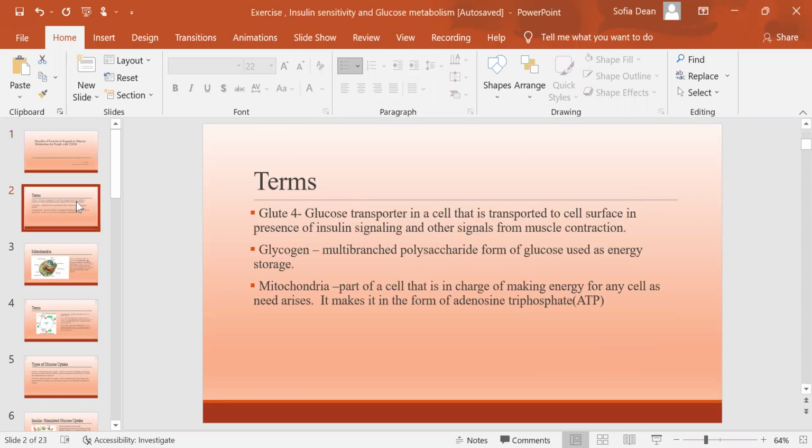Some of the terms that we should get familiar with are GLUT4, which is a glucose transporter in a cell that is transported to the cell surface in the presence of insulin signaling and other signals from muscle contraction. Glycogen is a multi-branched polysaccharide form of glucose used as energy storage. Mitochondria is a part of a cell that is in charge of making energy for any cell as need arises. It makes it in the form of ATP, which is known as adenosine triphosphate.